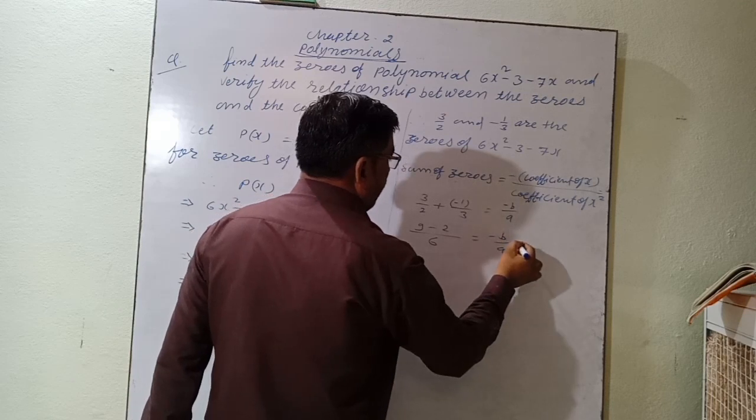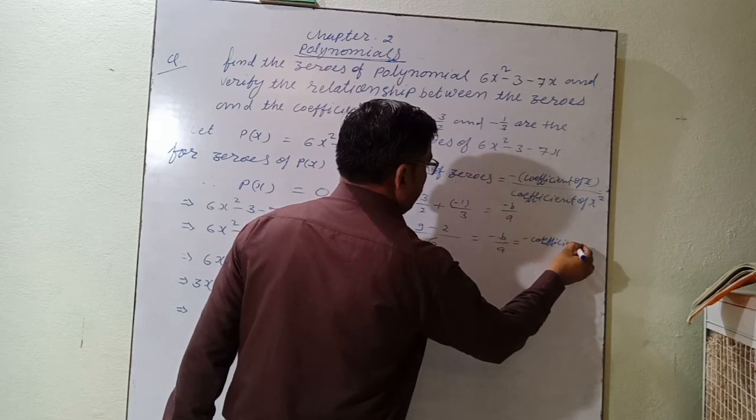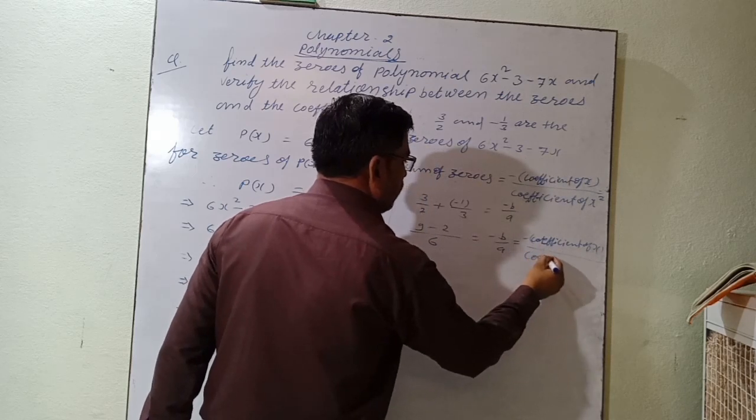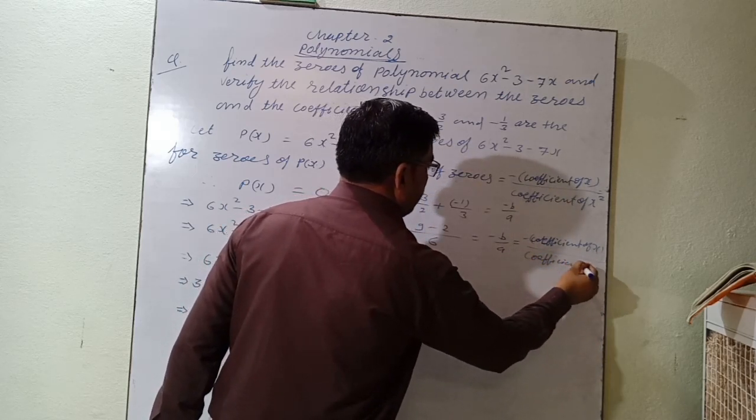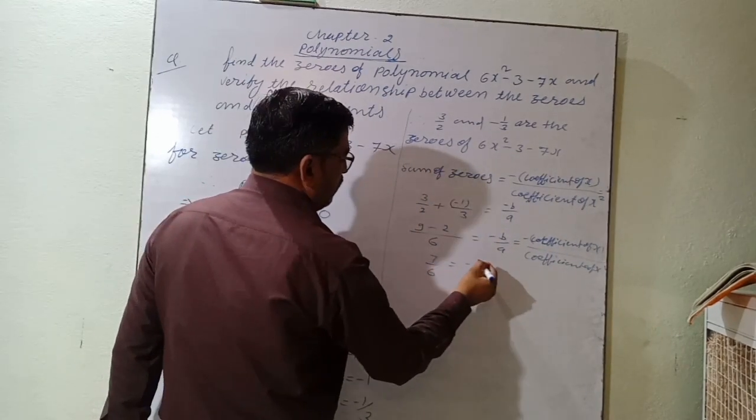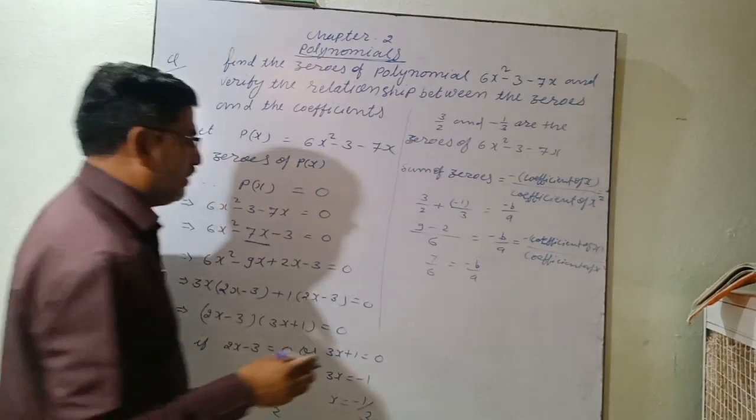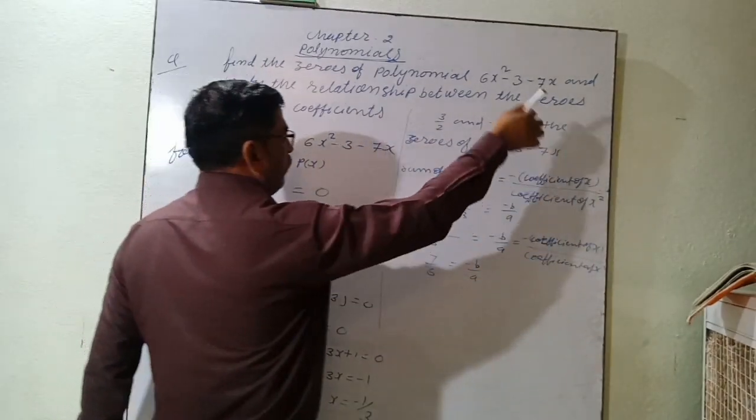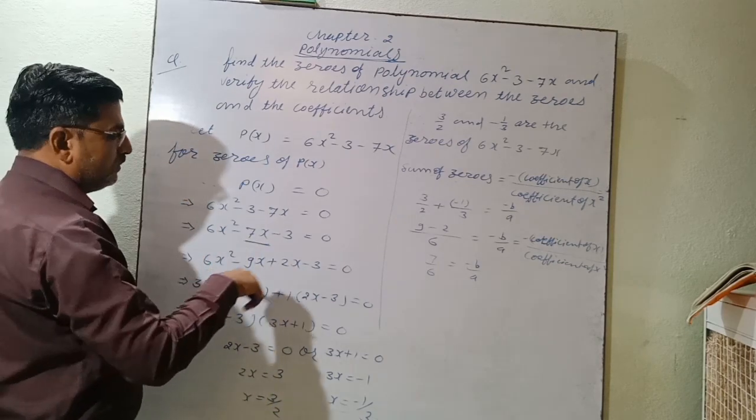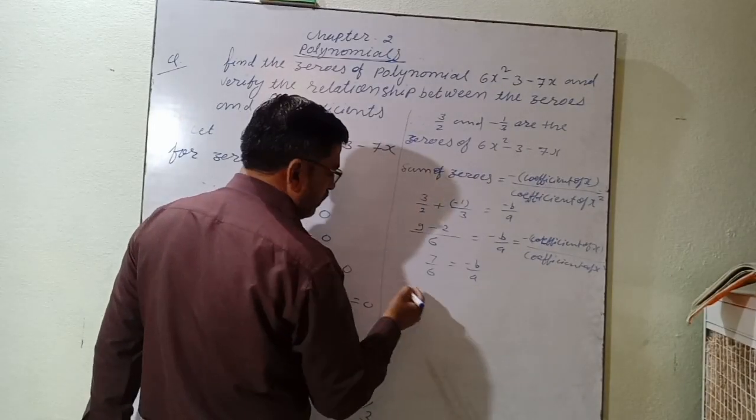is equal to minus b upon a, or minus coefficient of x upon coefficient of x square. So 7 upon 6 and minus b upon a. LHS and RHS both are same because minus b's value is 7 and a's value is 6. So verified.